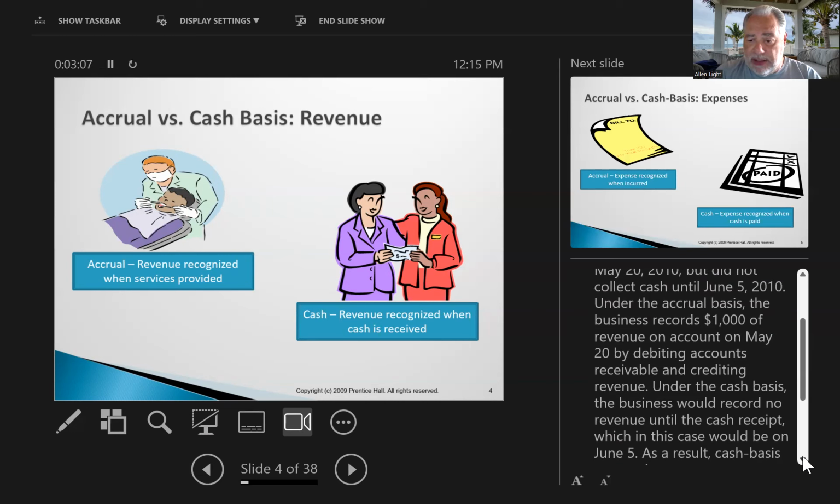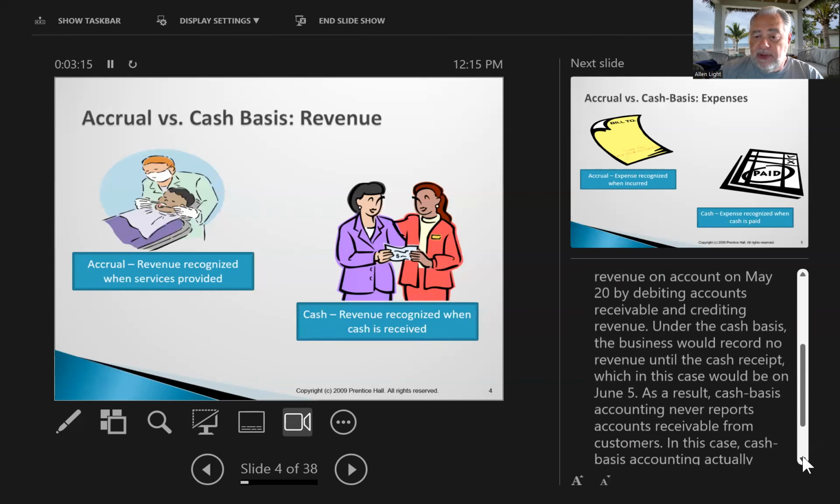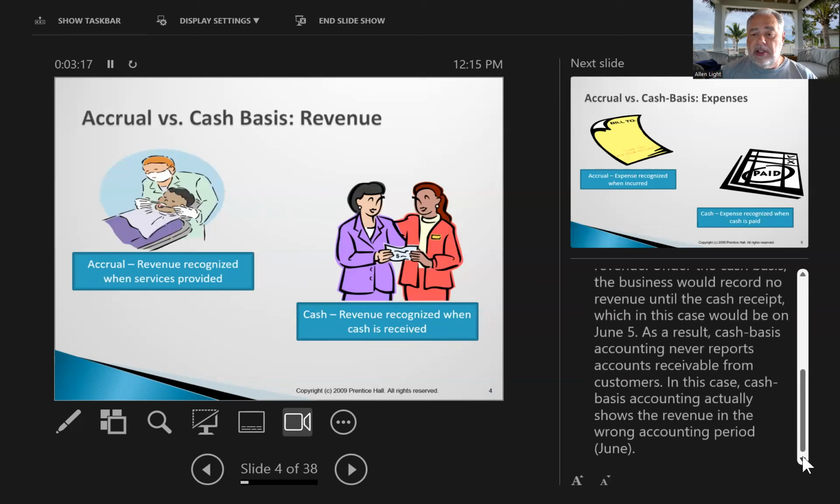Under the cash basis, the business would record no revenue until the cash receipt, which in this case would be on June 5th. Cash basis accounting actually shows the revenue in the wrong accounting period. So that's why we don't want to use the cash basis. We use what we call an accrual basis.